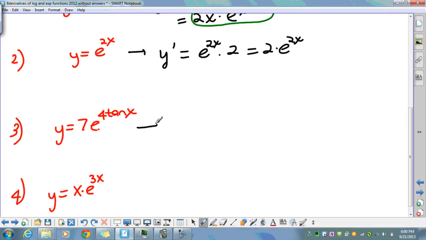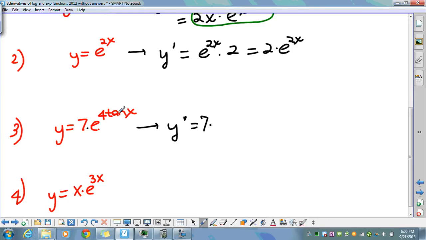Okay, the next example. What we have here is a constant times a function. We don't need to apply the product rule there, right? The only time when you need to apply the product rule is if you have two things being multiplied where both of them have the variable. This one is like 7 times a function. The 7 remains. You just differentiate the function.